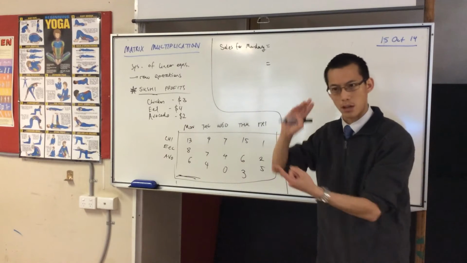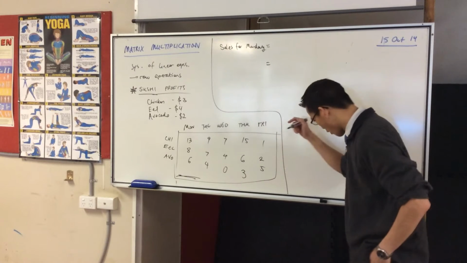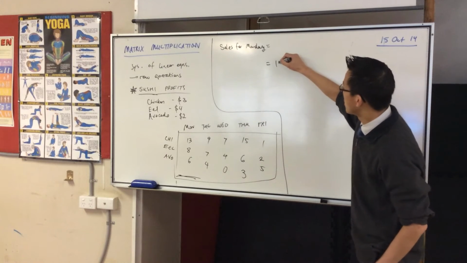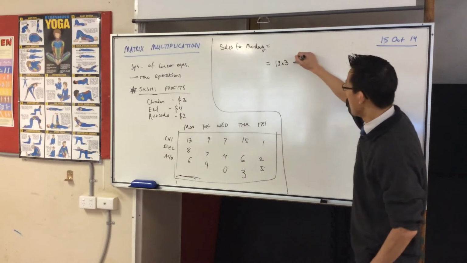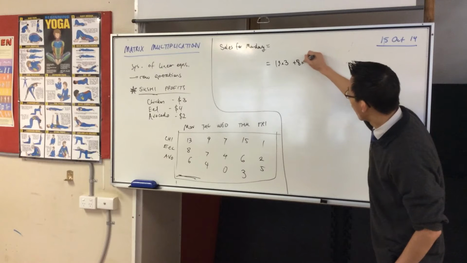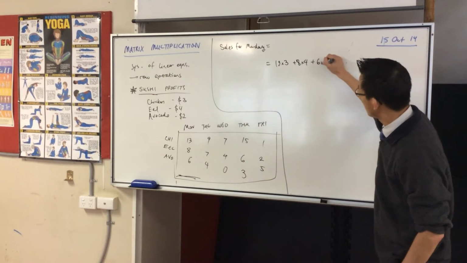Okay, so we're going to do 2 things. We're going to multiply and then we're going to add. That's not complicated. Let's just write that down. I'll go from the top. So 13 times 3, that'll give you your chicken sales. 8 times 4, that'll give you the eel sales. And then lastly, 6 times 2.